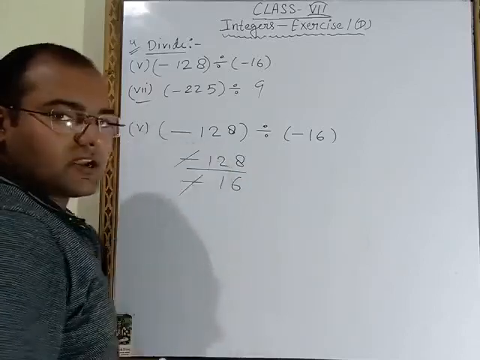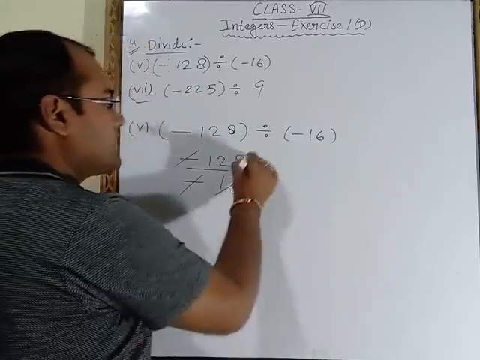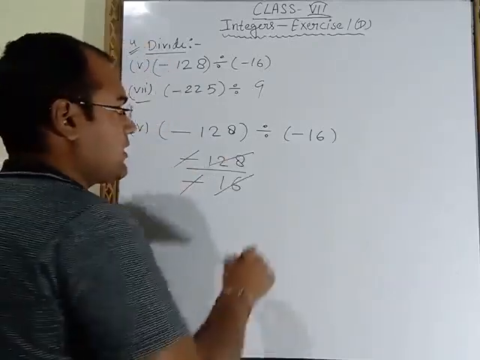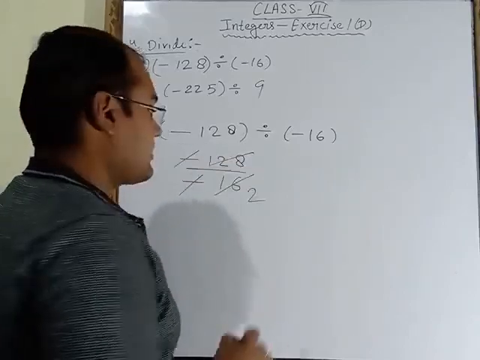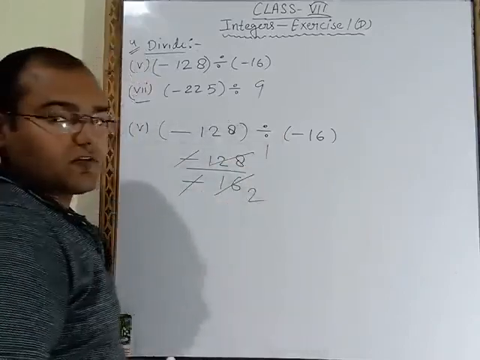Minus and minus will get cancelled. Now we will cancel these two numbers with the same table. 8 2s are 16. This one also we will cut with the table of 8. 8 1s are 8. Remainder 4.